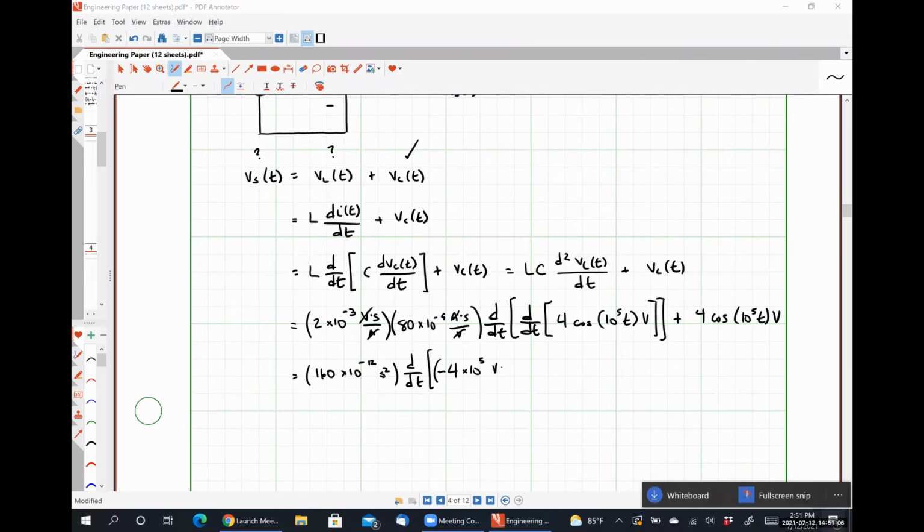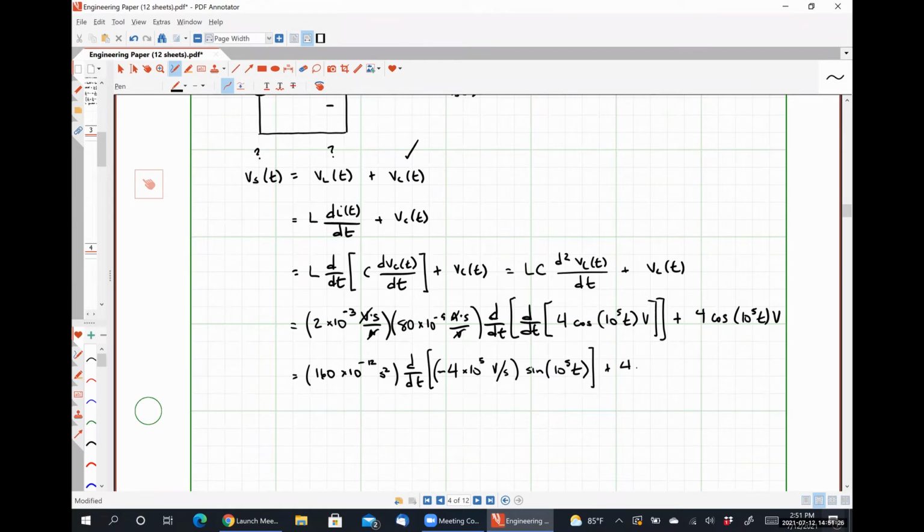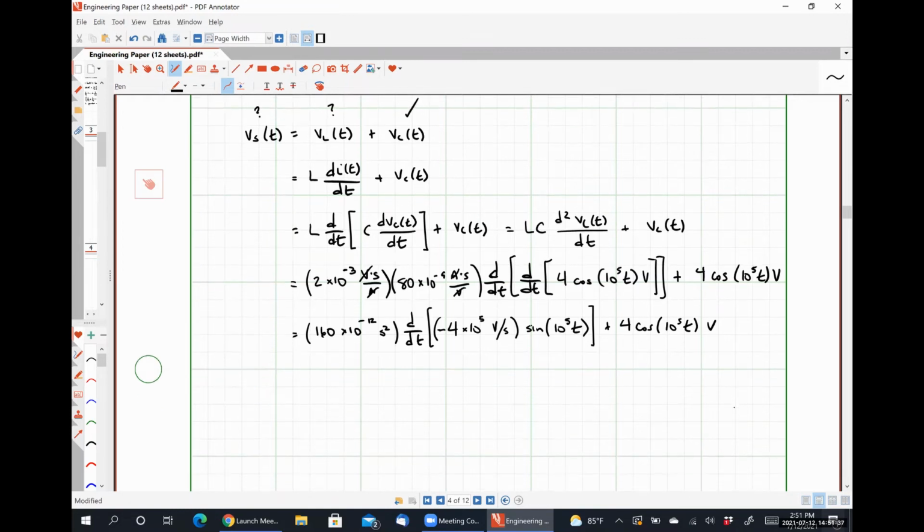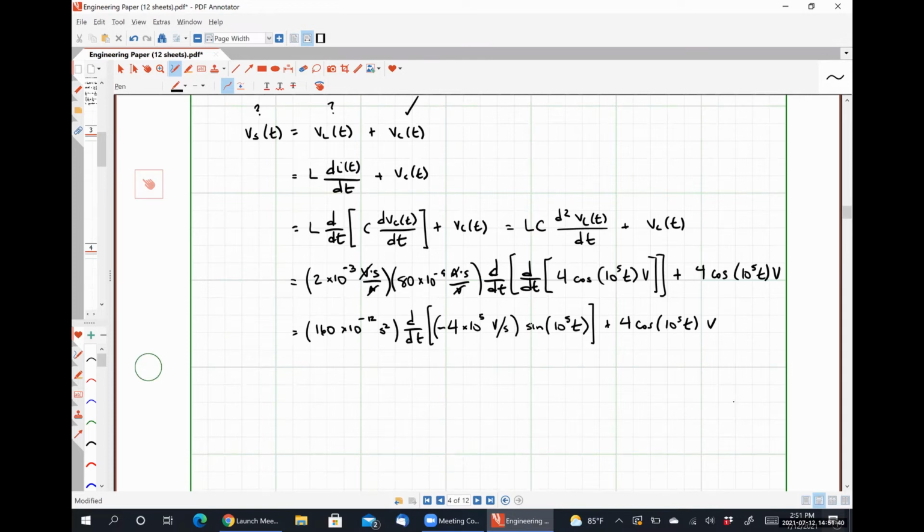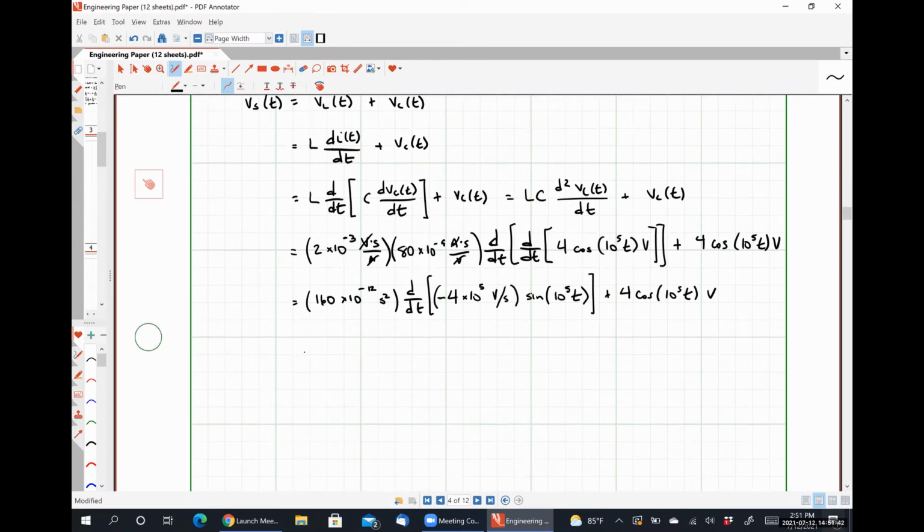So this is going to be volts per second. Then we have sine 10 to the 5 t, like so, okay. Plus our 4 cosine 10 to the 5 t volts out here. All right. So what happens when we take the derivative again?